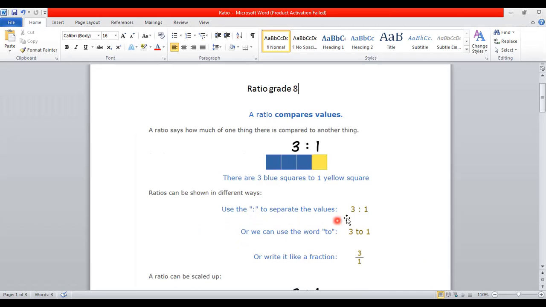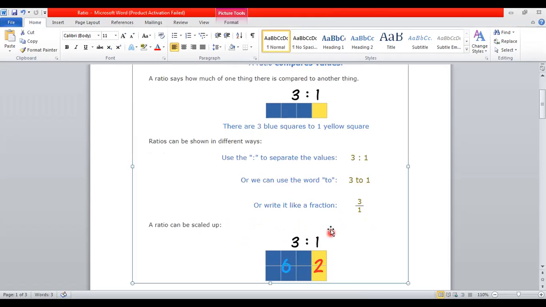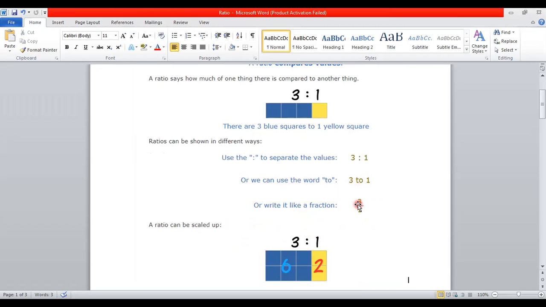Use a colon to separate the values: 3 is to 1. We can use the word "to": 3 to 1. Or write it like a fraction. Now we can write 3 is to 1 as a fraction.